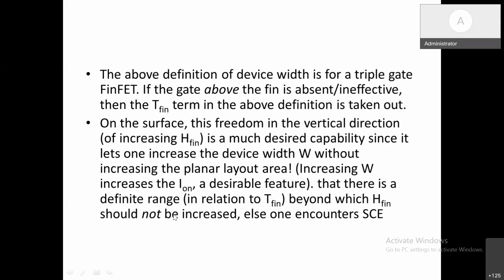Right. So this is the answer for the particular query asked. That is, the width of the device is equal to 2 into H fin plus the width of the fin.